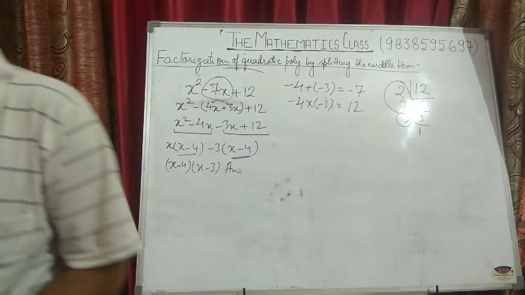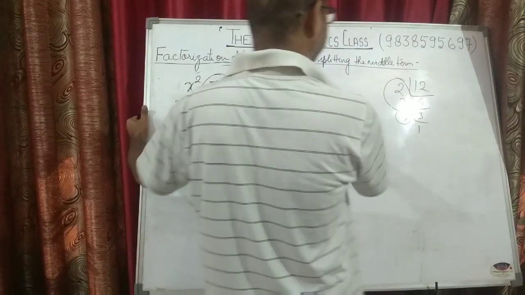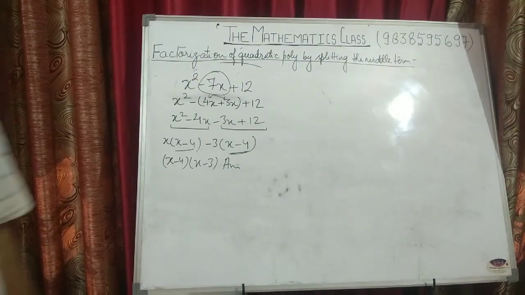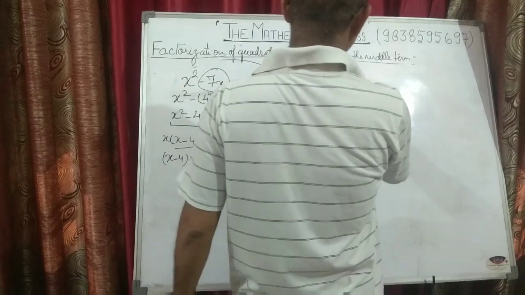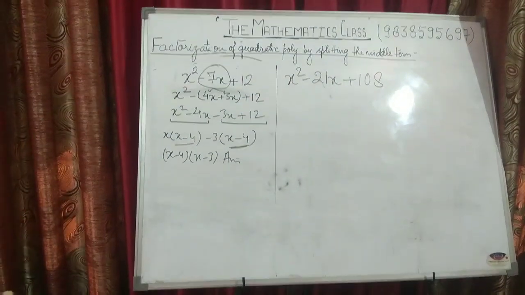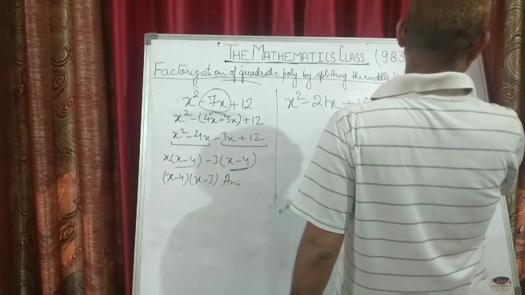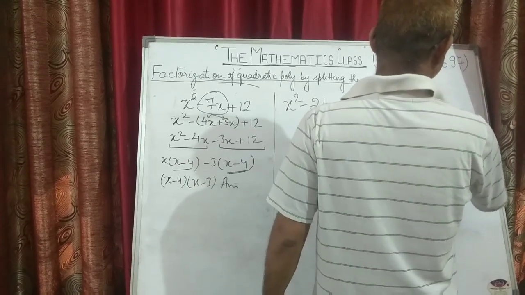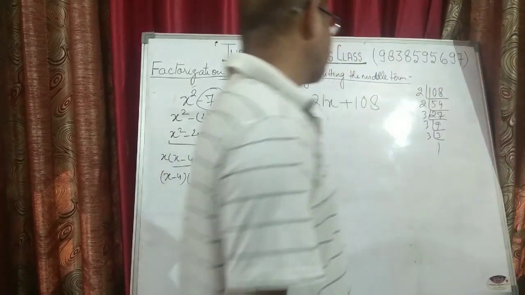That is one part. Now I will take some other question. Let us take x square minus 21x plus 108. Now 108, let's factorize 108. 108: 2 fifty-fours, 2 twenty-sevens, 3 nines, 3 threes, and 3 ones. We need 21.